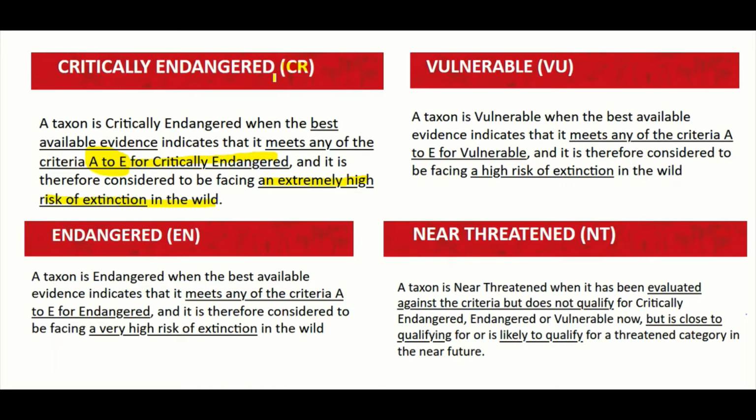So critically endangered is not just endangered, because endangered, on the other hand, means that it meets any of the criteria A to E for endangered and is therefore considered to be facing a very high risk of extinction. Okay, so this one is very endangered, meaning very high risk of extinction. Critically means extremely high risk of extinction, and vulnerable means that it meets any of the criteria A to E for vulnerable and therefore has a high risk of extinction in the wild.